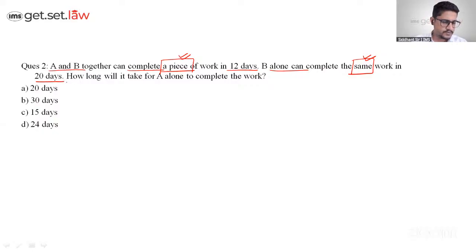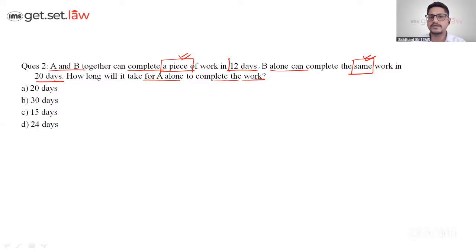Okay, so there is a question. Can you please put your question properly? I can't see you. Can you please put it again? Okay, so it says that B alone can complete the same work in 20 days. How long will it take for A alone to complete the work?